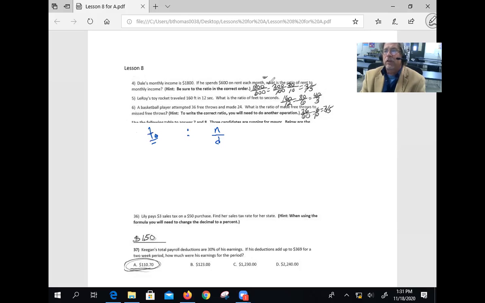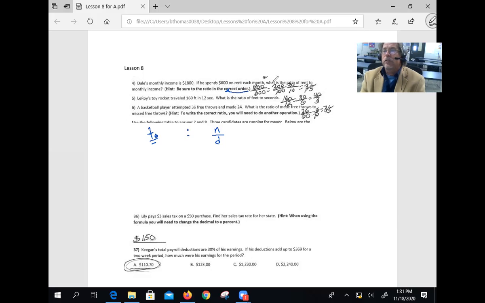If I look at number 4, it says Dale's monthly income is $1,800. If you spend $600 on rent each month, what is the ratio of rent to monthly income? And notice there's a hint here. Be sure the ratio is in the correct order.